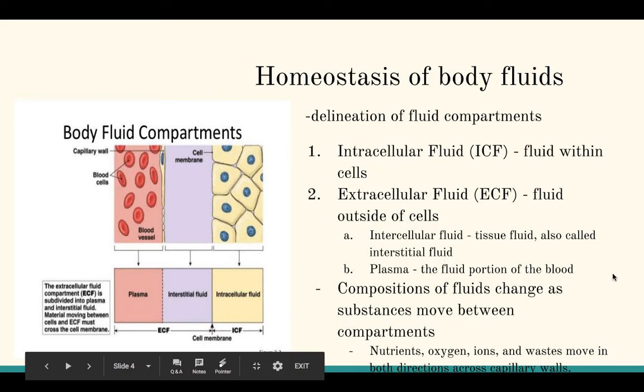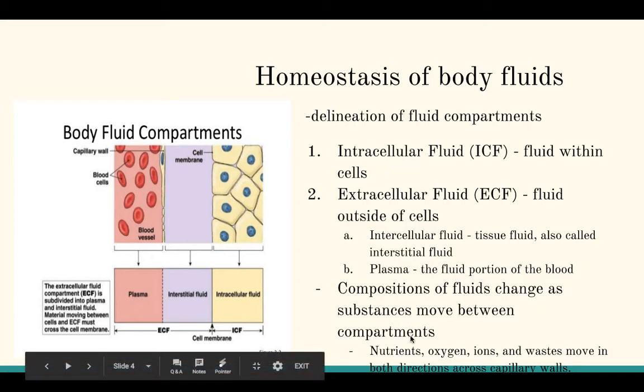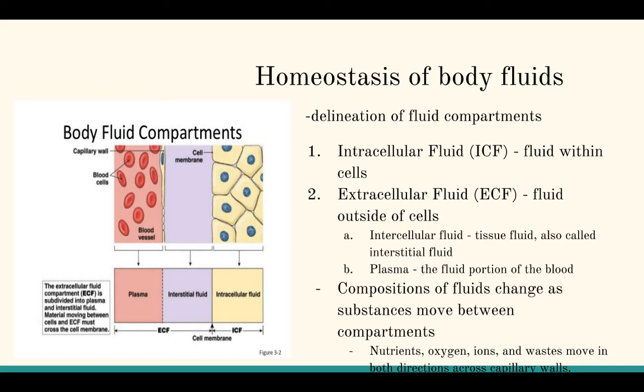All right, and we see here that compositions of fluids change as substances move between compartments. I know because of your previous experience, you've learned about osmosis and semi-permeable membranes, such as the phospholipid bilayer. It is a semi-permeable membrane because of the different proteins and things that are in there. Not everything can get through there. So the compositions of the fluids are going to change based upon how much water you have in your body, how many electrolytes you have been consuming, and what kind of waste products are floating around in your system. So these include nutrients, oxygen, different ions, which are those electrolytes, and waste. They move in both directions across your capillary walls, depending upon what is needed on either side. It's usually driven by the concentration gradient.